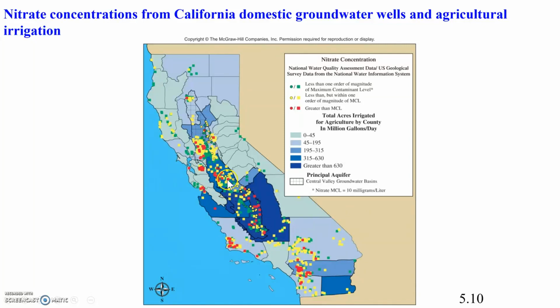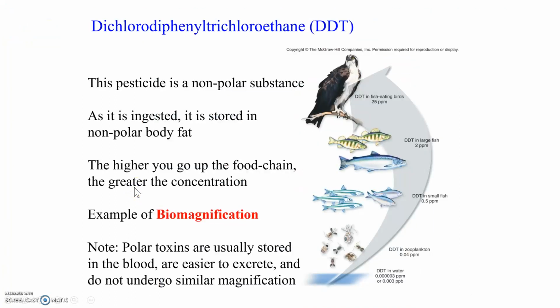And this is a result of agriculture. So areas that have more irrigation, meaning more water is being added to fields, more agriculture, are areas where you see nitrate potentially accumulating in groundwater wells.